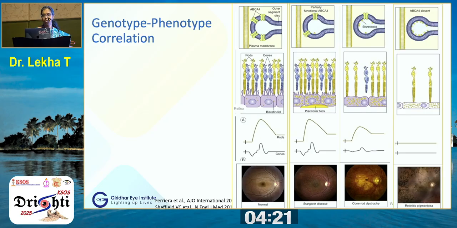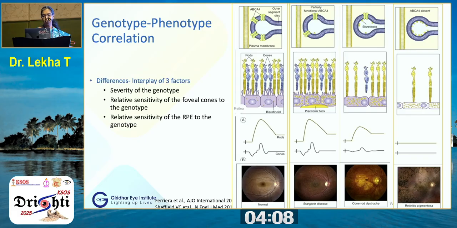And if the ABCA4 is totally absent, there is extensive apoptosis of both the rods and the cones, significant thinning of RPE, absent waveforms, and you get the picture of retinitis pigmentosa. So ultimately, it depends on the severity of the genotype, the sensitivity of the foveal cones to the genotype, and the sensitivity of the RPE to the genotype.